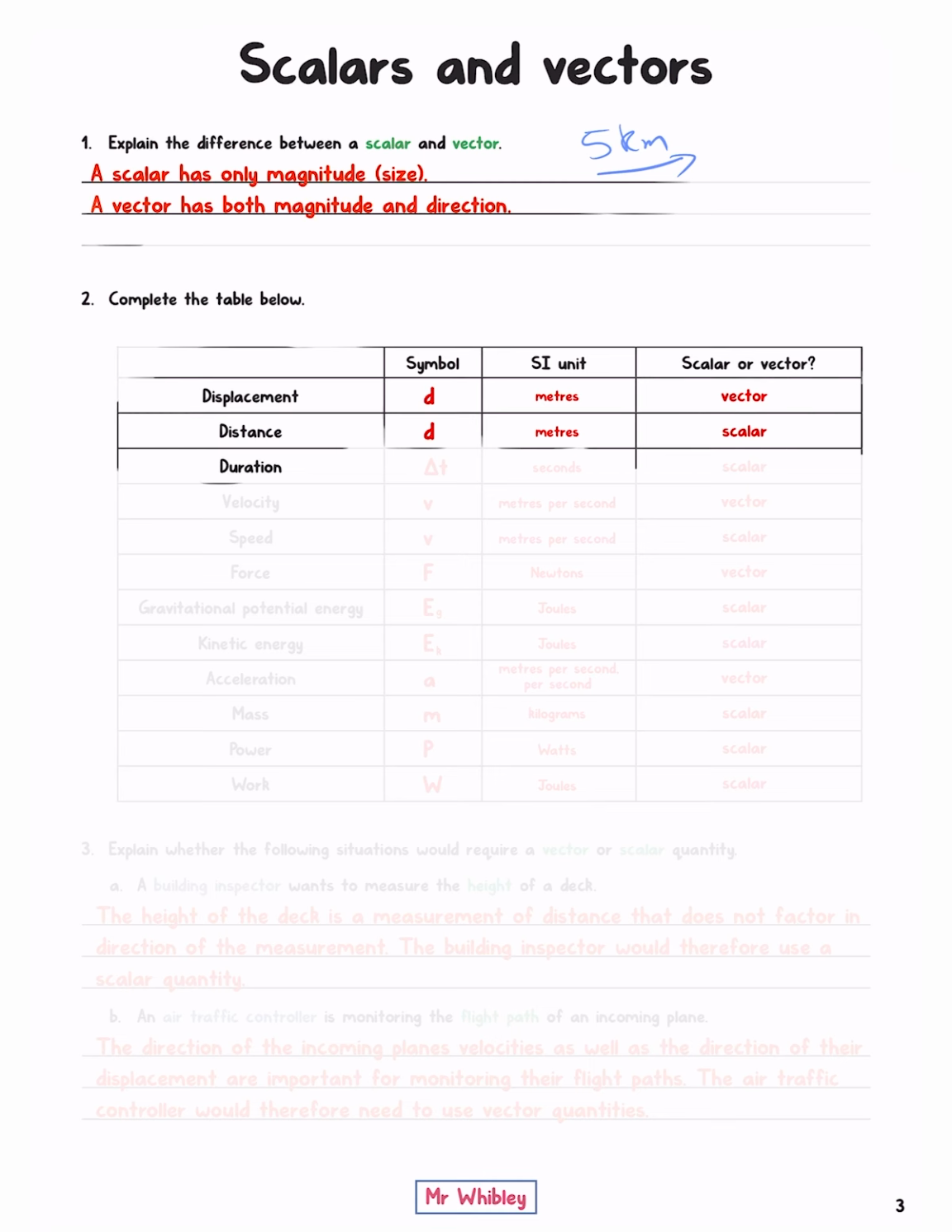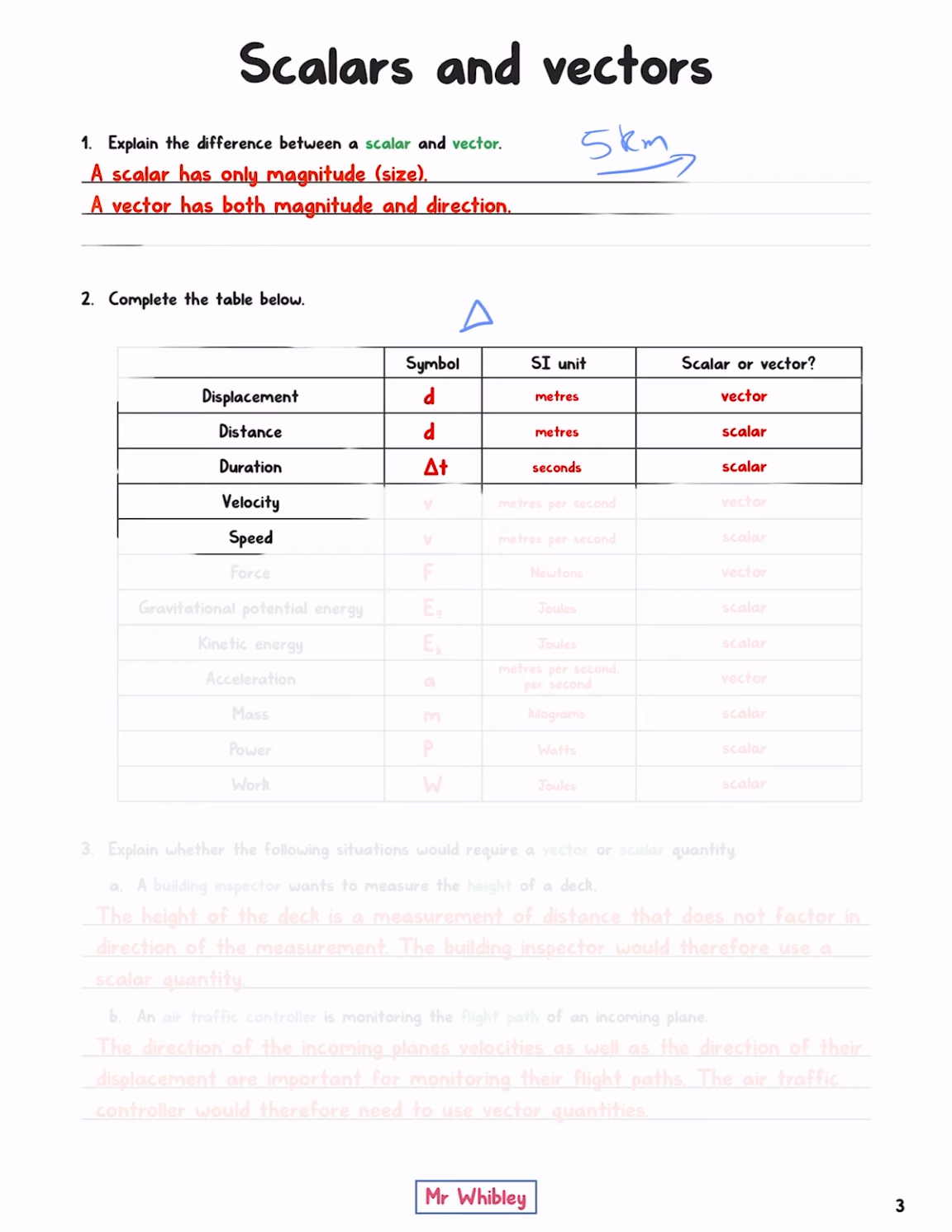Duration, or in other words time, is given the symbol delta t, where by delta I'm referring to this triangle here, which is used to represent the change in something. In this case, it's used to represent the change in time. The SI units for duration is seconds, and at this level of study we consider time to be a scalar.